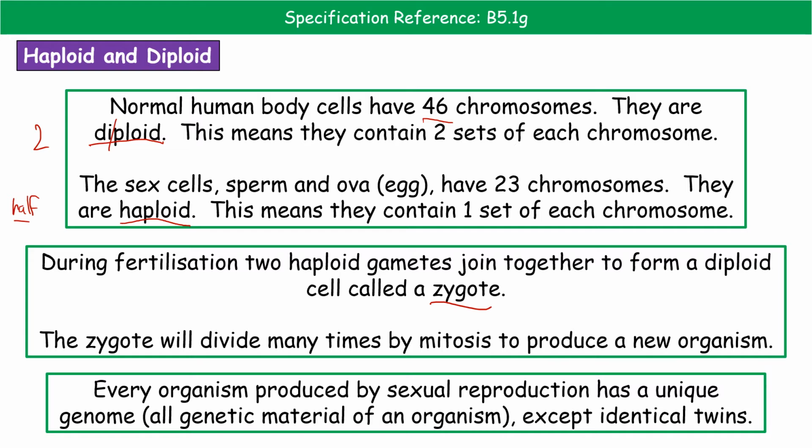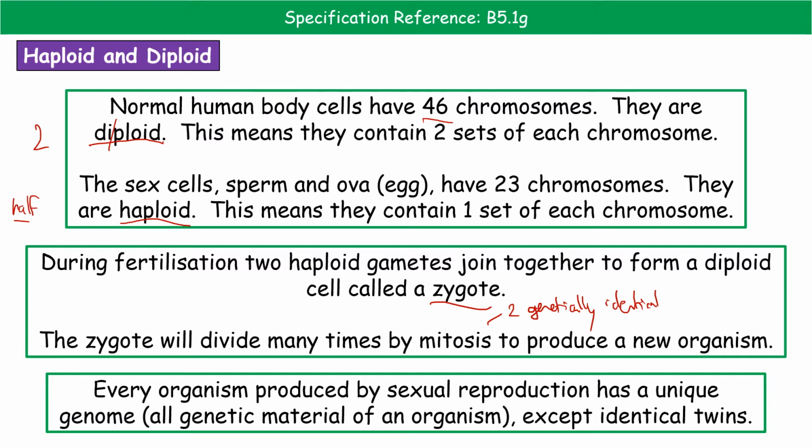That zygote then undergoes many divisions by mitosis to produce a new organism. Remember, mitosis is going to make 2 genetically identical cells. So what we're looking at there is every division we get 2 genetically identical cells for each one we started with.